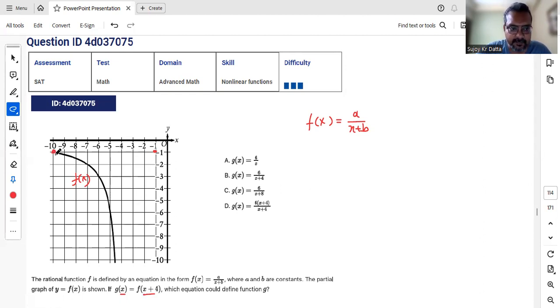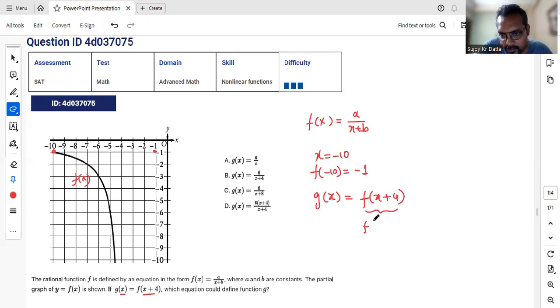Pick some value, let's say x as minus 10. Just pick x as negative 10. We know that f of negative 10 is minus 1, right? Now, since g of x is f of x plus 4, and let us say I want to get minus 10 here, that means x plus 4 is minus 10. So that means x should be negative 14. So g of minus 14 should be f of minus 10.